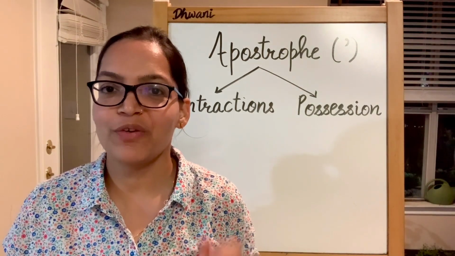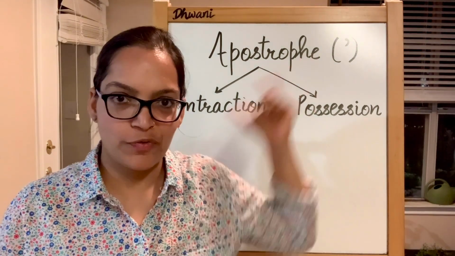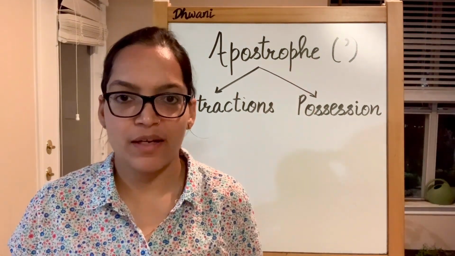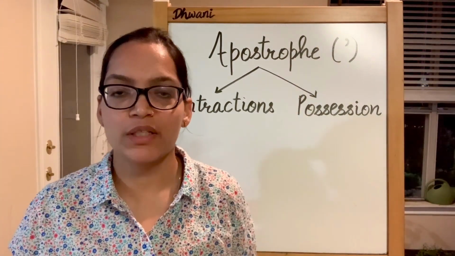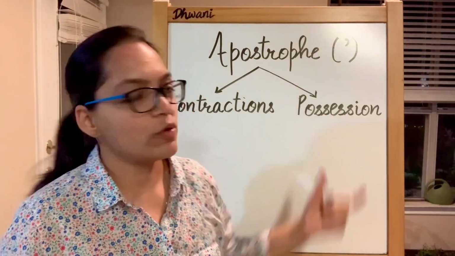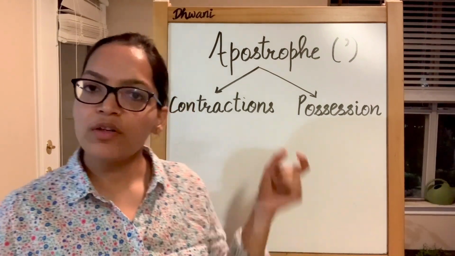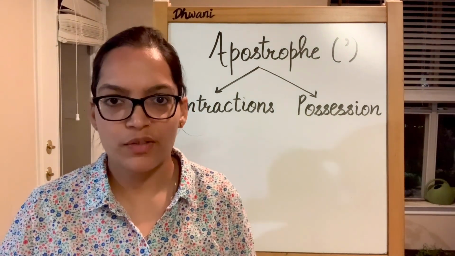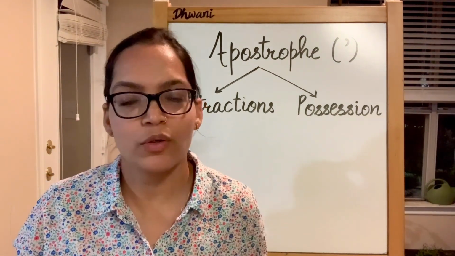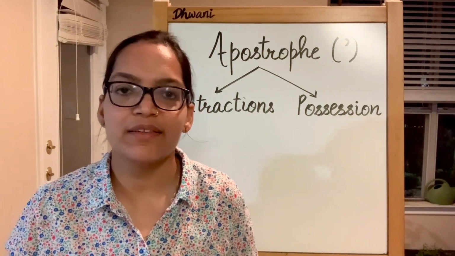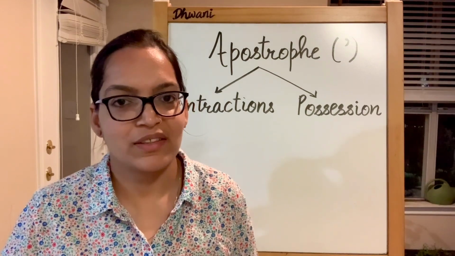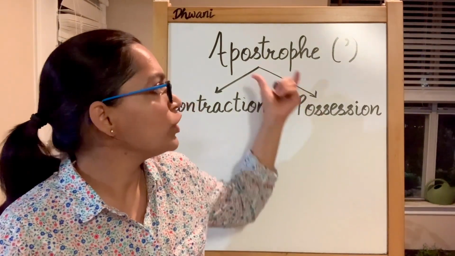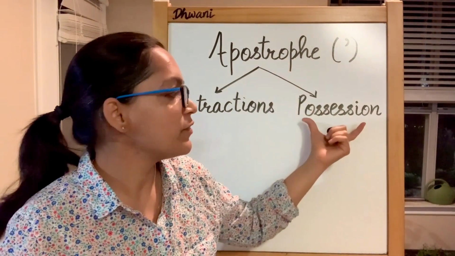Today we are going to cover a very important topic: the apostrophe. An apostrophe is a punctuation mark which looks like this, and it is used in contractions and also to show possession. Contractions we have already covered in the last video, and if you have not watched it, don't worry. I'm going to put the link in the description below and also cover it briefly at the end of the lesson. And now let's move on to the usage of apostrophe in case of possession.